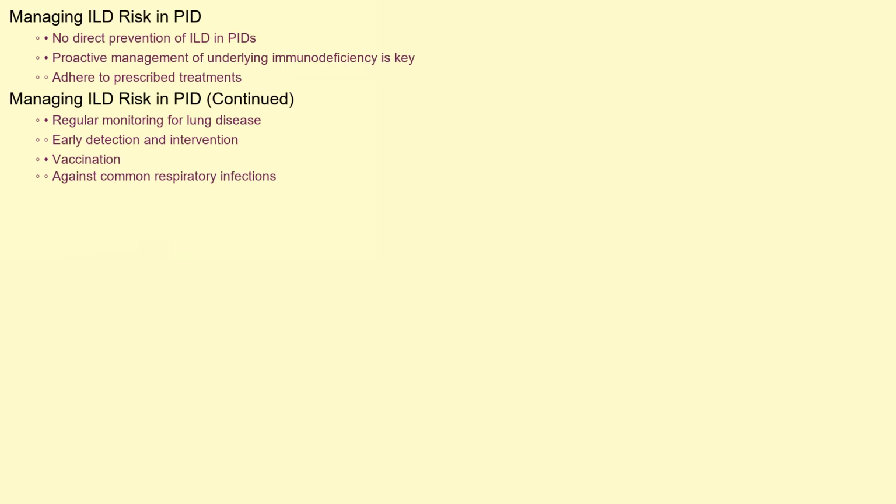Unfortunately, there isn't a direct way to prevent ILD from developing in individuals with PIDs. However, proactive management of the underlying immunodeficiency is key. This includes adhering to prescribed treatments, such as immunoglobulin replacement therapy and prophylactic antibiotics, to prevent infections. Regular monitoring for signs and symptoms of lung disease is also crucial for early detection and intervention. Vaccination against common respiratory infections can also help to reduce the risk.